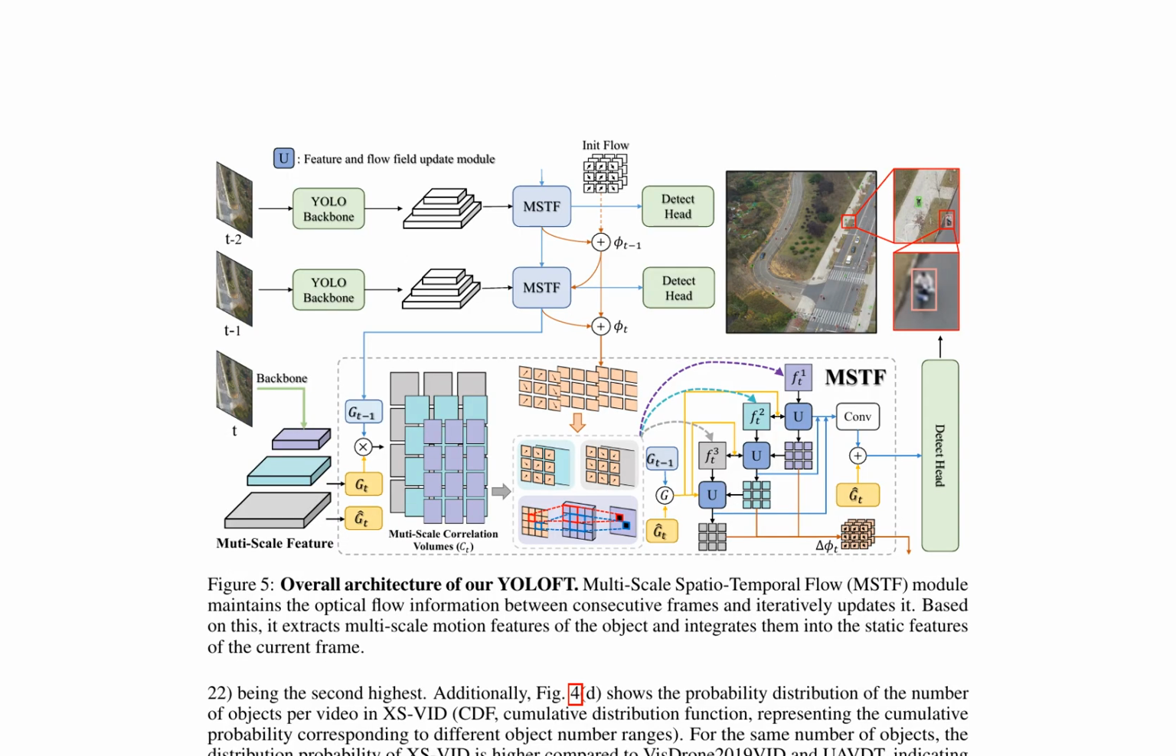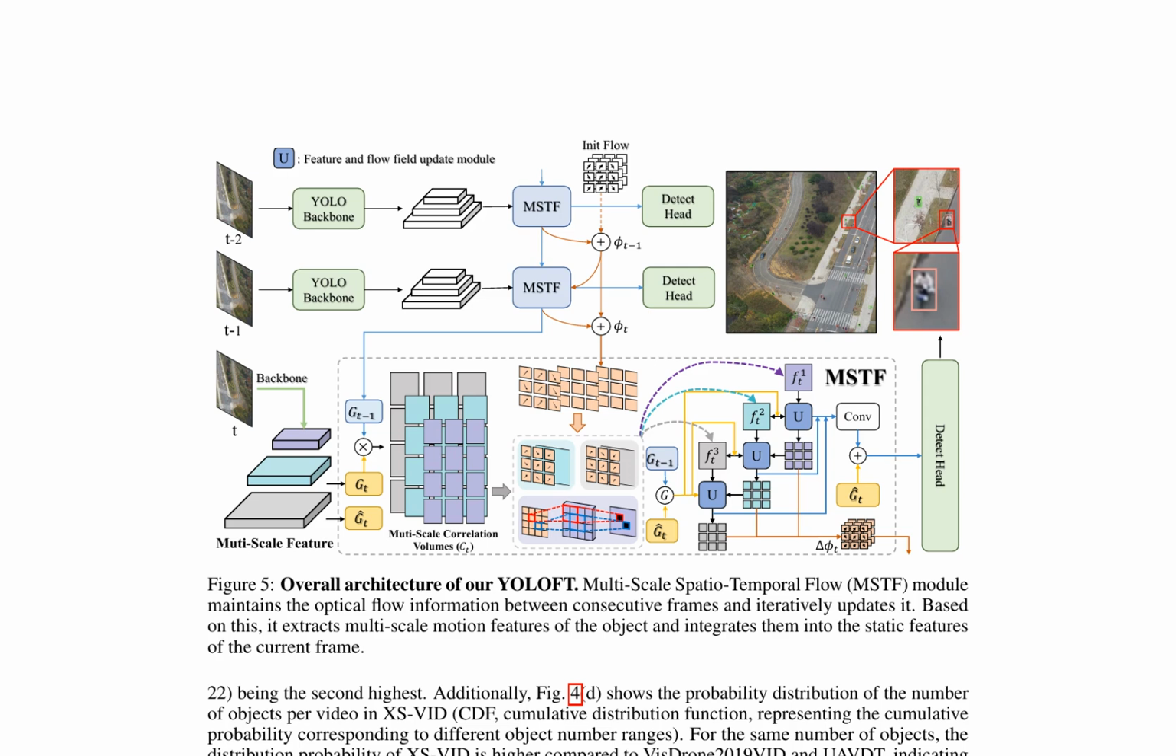The YOLOFT architecture is a novel object detection model that integrates both spatial and temporal features in video data. It consists of 2 main components, a YOLOFT detector and a temporal fusion neck called the Multiscale Spatiotemporal Flow (MSTF) module. The MSTF module enhances spatiotemporal feature representation across consecutive frames by constructing multiscale correlation volumes between the current and previous frames' feature maps. The paper also compares various datasets for small object video detection, including ImageNet VID, UAVDT, VisDrone 2019, and the proposed XS-VID dataset.